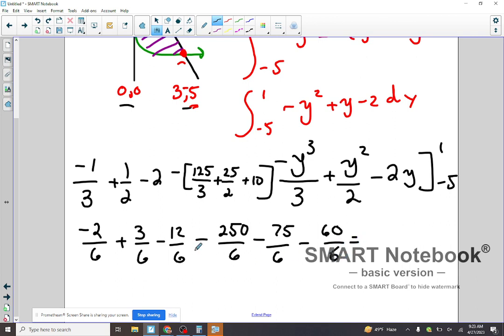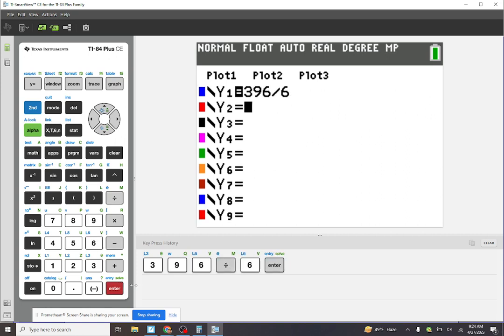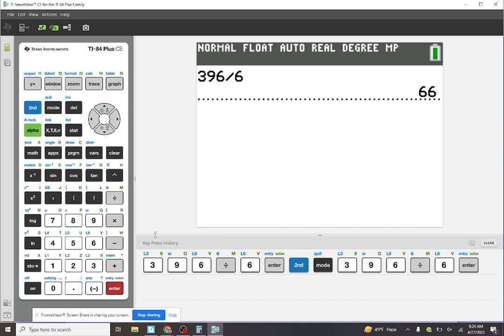And I could add all the tops. This combined is going to be negative 310, 385, 397, 399, 396. So negative 396 over 6. 396 divided by 6. Oh, wait. Oh, shoot. 396 divided by 6. 66.